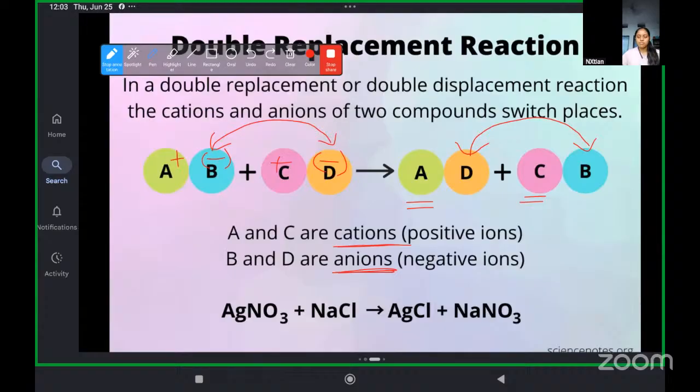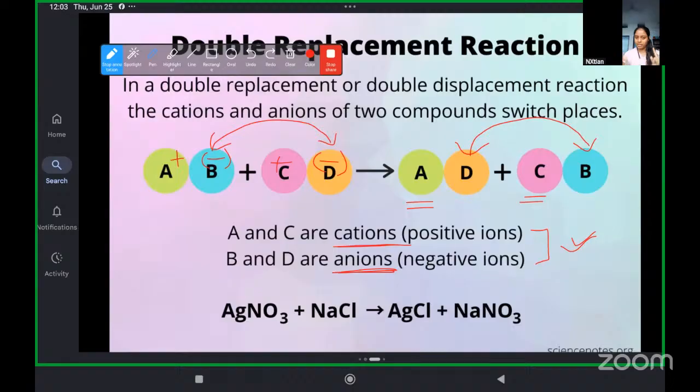In this 8th standard, we don't go into very much depth, so we will not go into too much depth about elements, anions, cations, and charges. But for your information, just to tell you how it works, I wanted to explain the concept of positive and negative ions, how the charges switch places. That is all you have to remember: because the ions switch places, a double displacement reaction happens.